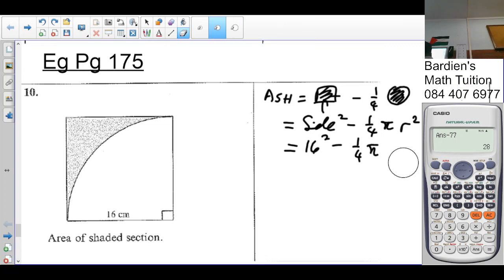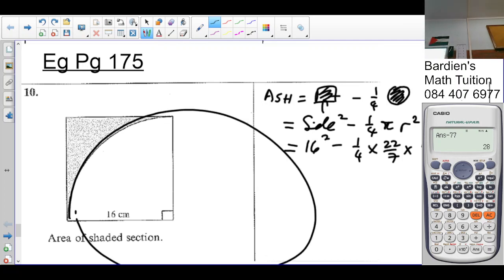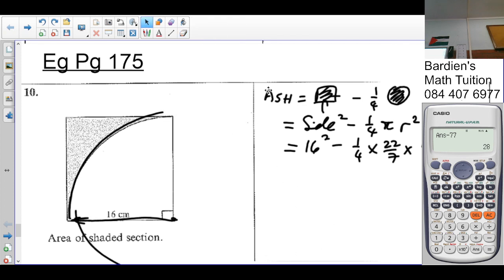What is pi? You need to do 22 over 7 times your radius. What's the radius of the circle that I just drew now? 16. Can you see that, people? Because I just go around the circle there. From center to circumference is your radius. Not so? So that's going to be 16 squared. These numbers are fairly large, so I was going to use the calculator here. As I indicated, I don't want to spend too much time on this video.